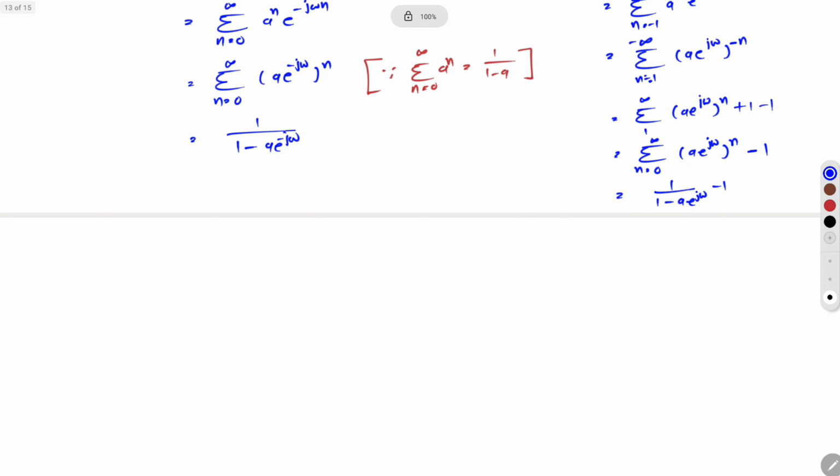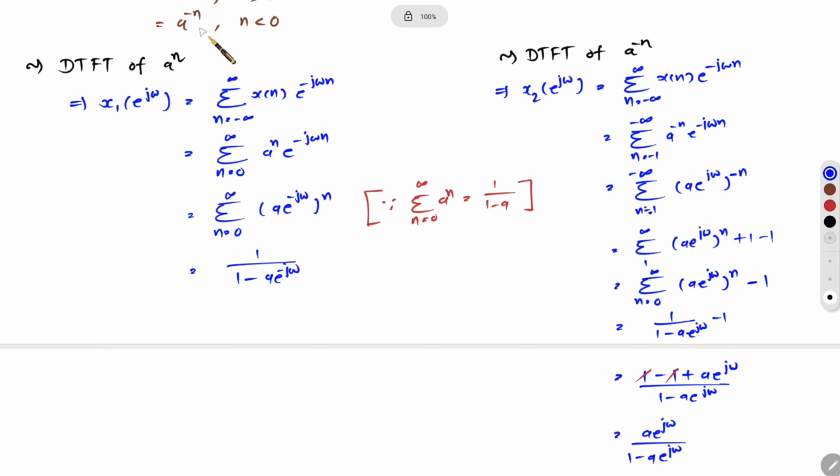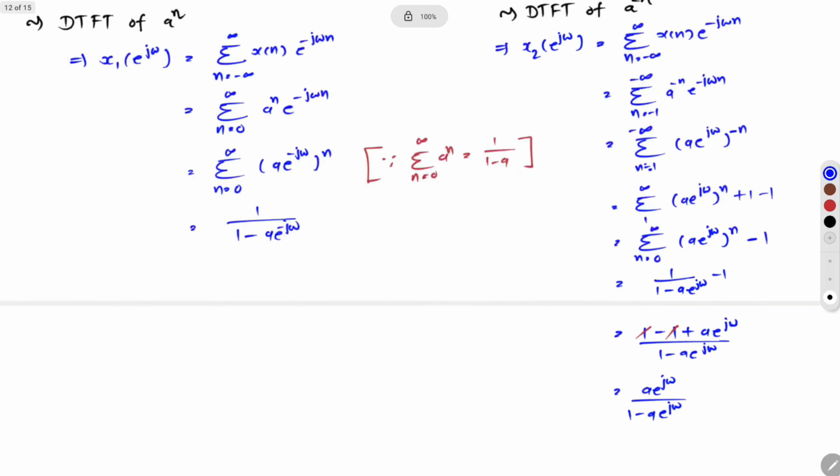Now here let us simplify this by doing cross multiplication. So 1 minus 1 plus a e to the power j omega divided by 1 minus a e to the power j omega, that is the simplified version. So 1 and minus 1, that is getting cancelled. So this will be a e to the power j omega divided by 1 minus a e to the power j omega. So now we have this DTFT for positive range and for negative range. That is what we have simplified over here.